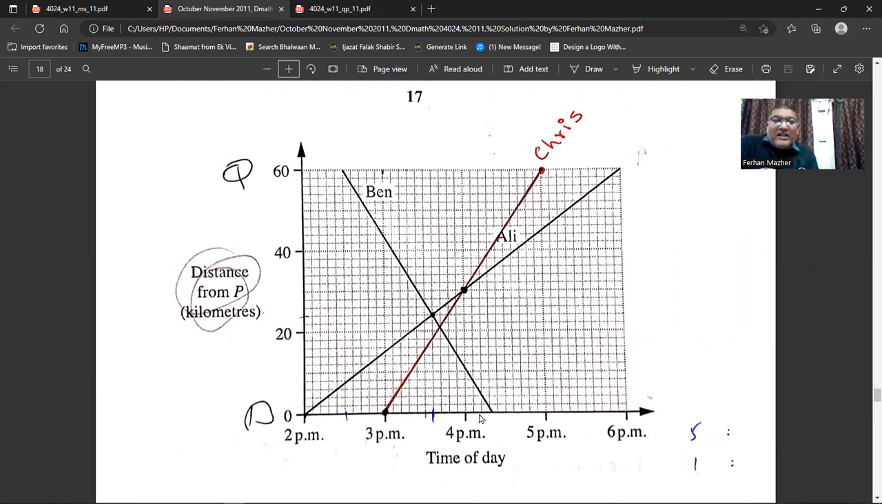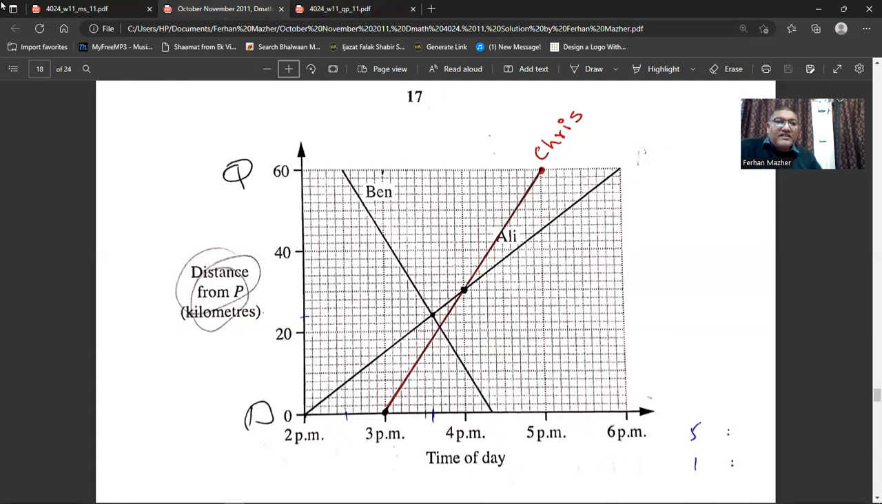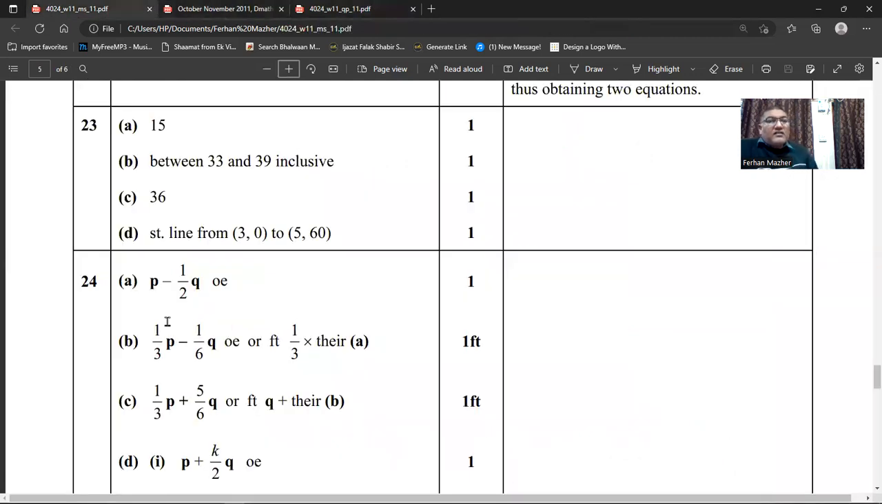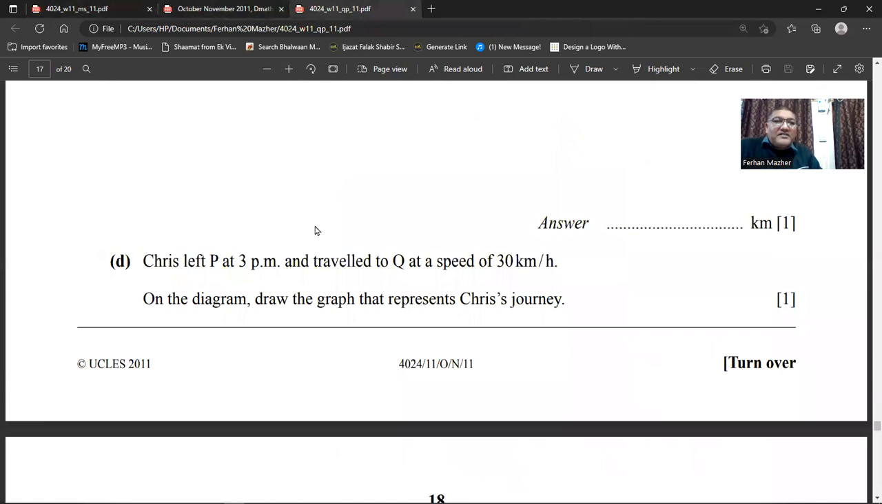So simple. In 1 hour, he has covered 30. In the next hour, he has covered a further 30. So we have put 2 dots. This red line represents that. So that's done. This is the answer. A straight line from (3, 0) to (5, 60). Yeah, that is what we have done here.